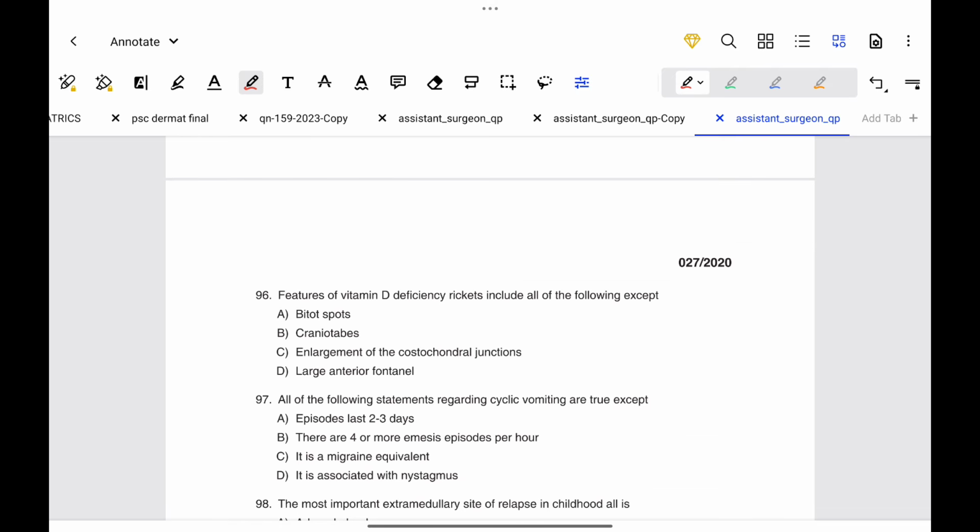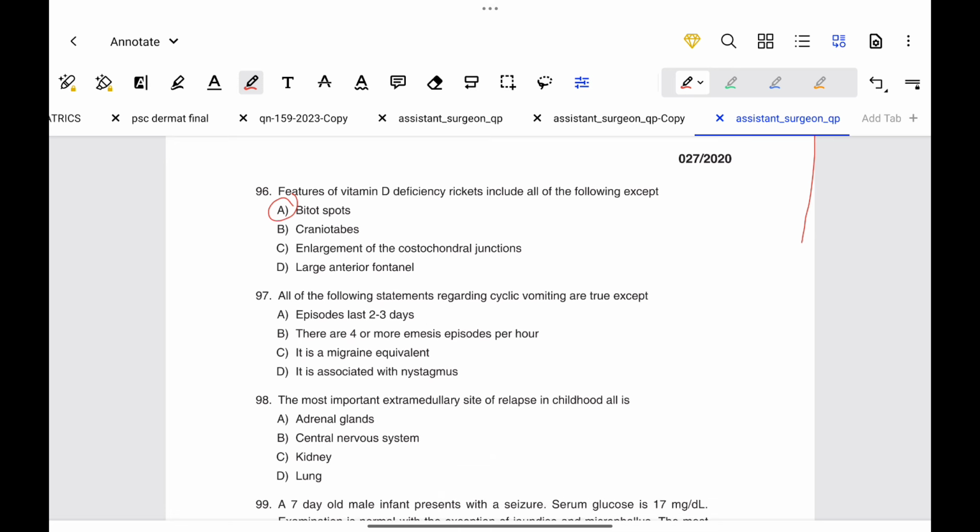Features of vitamin D deficiency include all of the following except... We know that white spot is vitamin A deficiency. So the answer is option A. Other all are of vitamin D deficiency.